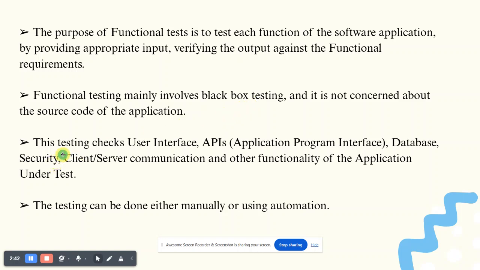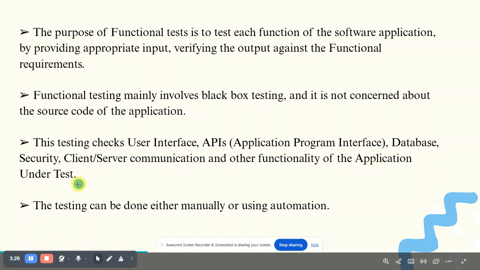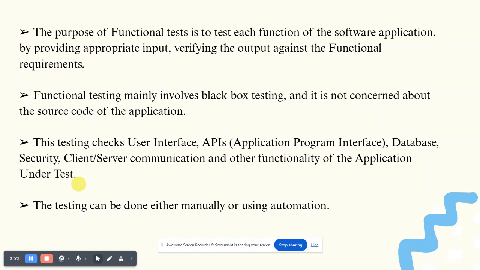Moving to the next point, this testing checks the user interface. API testing is another kind of testing. There is also the database, for example an SQL database. Database testing is another kind of testing which comes under functional testing. Apart from that, security testing, client-server communication, and other functionality of the application under test also come under functional testing.